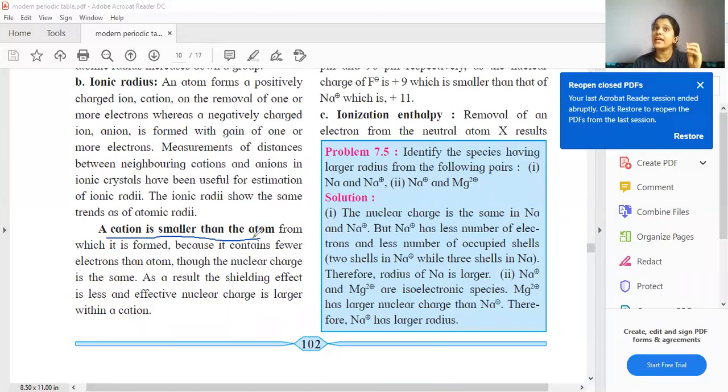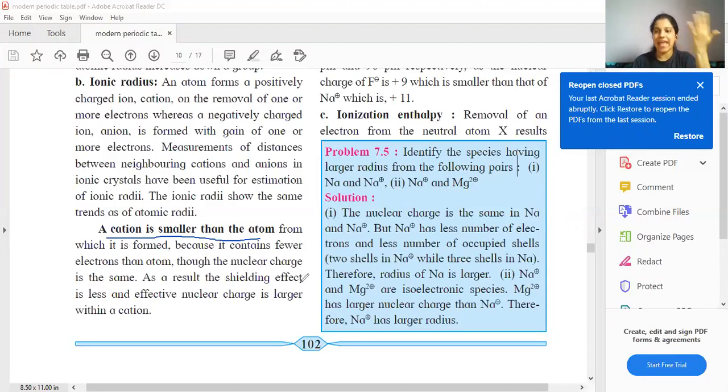And how is a cation formed? A cation is formed by removing electrons. So obviously, if we are removing electrons, for example, if in the last valence shell only one electron was there, and I remove that one electron, one entire shell has now disappeared, right? Yes or no? So the size of the cation is smaller as compared to the original atom. Okay, fine. I hope you all are understanding this.